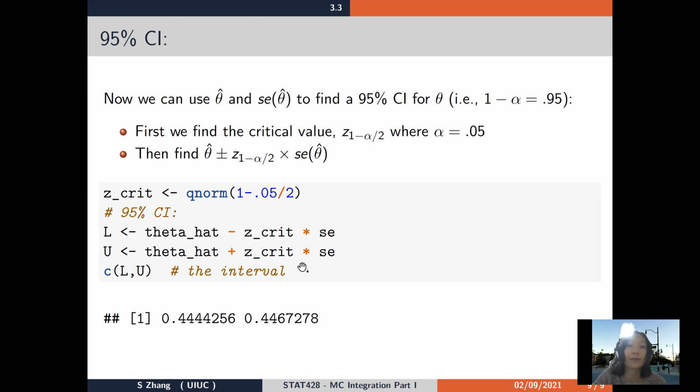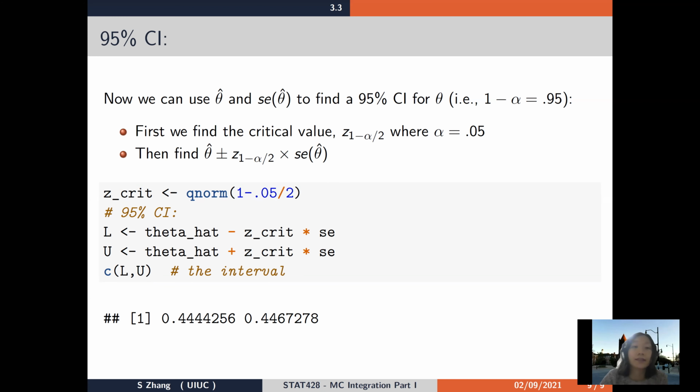Here's the R code that implements this. We first find the critical z value, z of 1 minus alpha divided by 2. And this can be obtained using the qnorm function. So we want to find qnorm with p equals 1 minus alpha divided by 2. So this is qnorm of 0.975. And this should be around 1.96. You can check that.